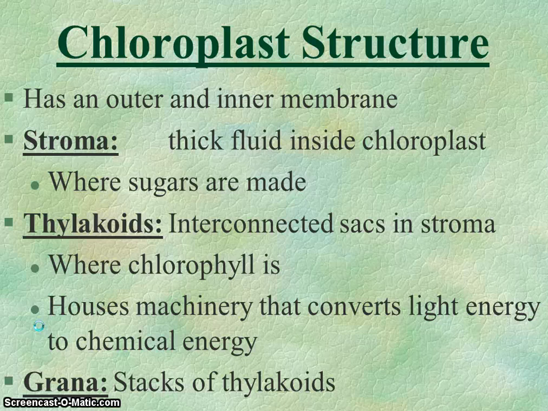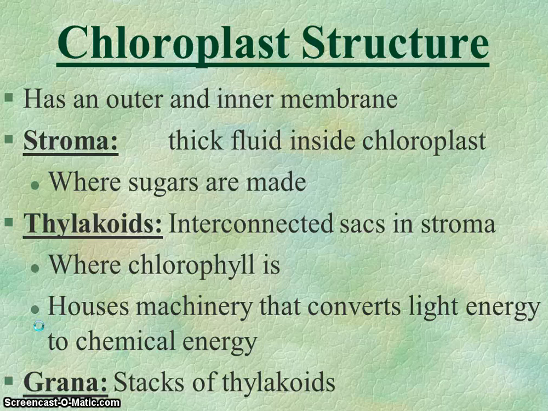Okay, so for the structure, we do have an inner and an outer layer. We have liquid inside, which is called the stroma. That's where the actual glucose, or the sugars or the starch, is made within the plant. The thylakoids are interconnected sacs found within the fluid, and that's where the chlorophyll is. They have the necessary machinery to convert sunlight into usable chemical energy. We can break it down further into grana, which are the stacks of thylakoids. So the stroma is the liquid, and the thylakoids and the grana are the sacs or the stacks.